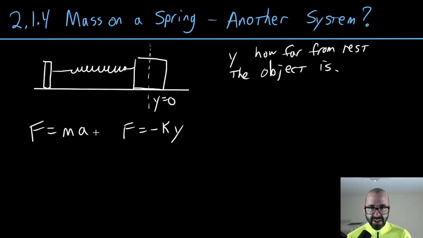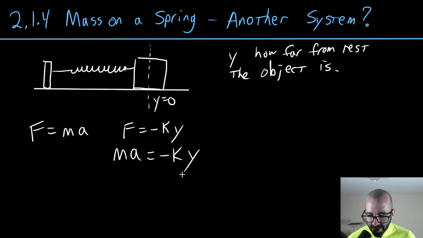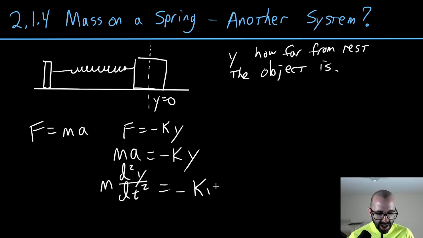So what we do is we combine these two things. If force is this and force is that, then mass times acceleration is negative some constant times y. You ready for it? What's acceleration, my friends? Acceleration is the derivative of velocity. Velocity is the derivative of position. Acceleration is the second derivative. So this is really just mass times the second derivative of the position with respect to time is equal to negative k times y. And by golly, what do we have here? We have a differential equation. Thanks, Newton and Hooke.